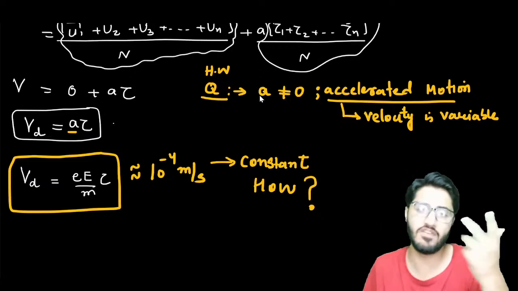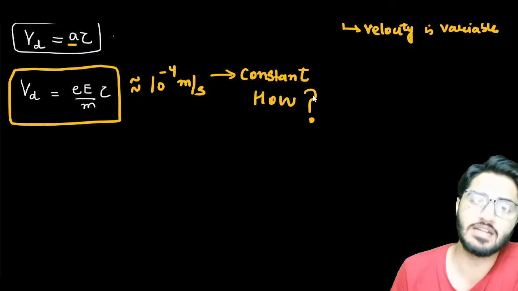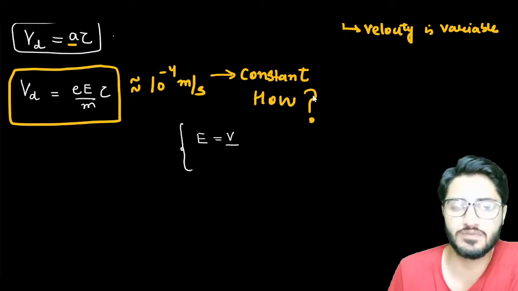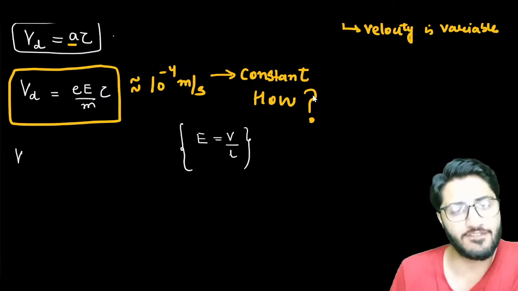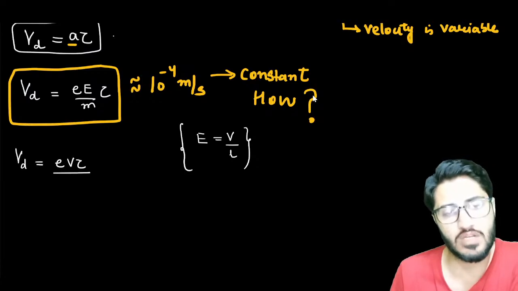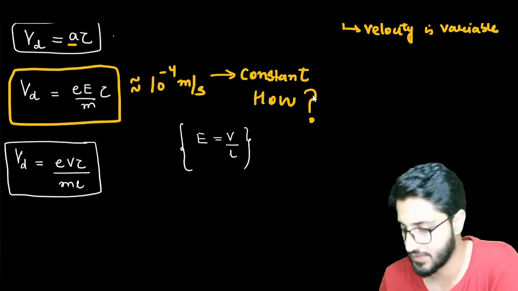Okay, now we will just manipulate these equations. Do you know one thing from electrostatics? E is equal to V by L. Do you know it? Then I can write Vd is equal to eV tau divided by mL. One more relation to find drift velocity.